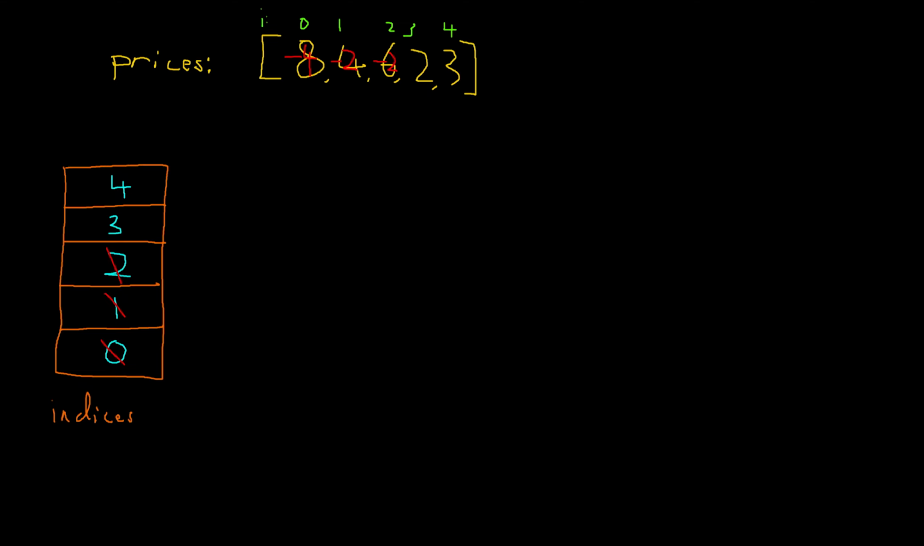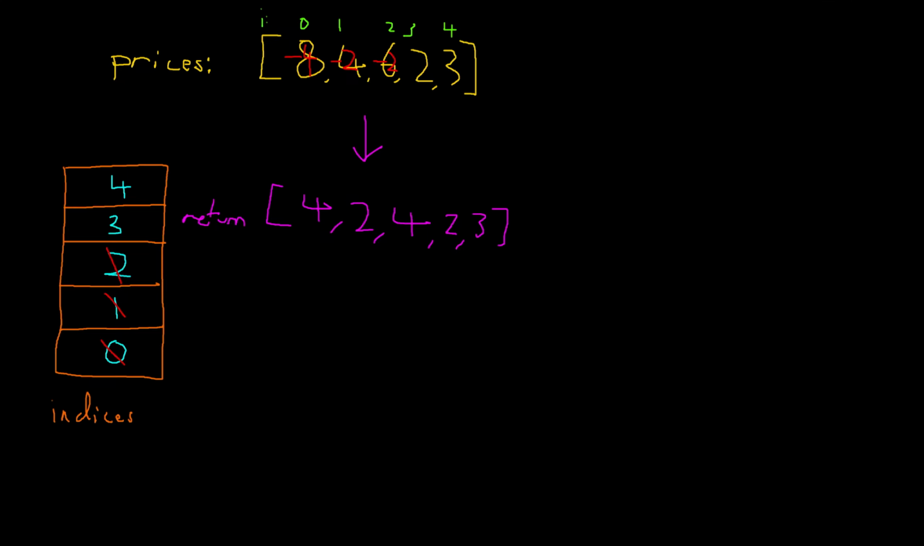Okay, so after that process, we'll have our final updated prices array, which I will just come down and make a final copy of just so we can see what the final prices should be. So that 8 is minus 4, so it becomes a 4. The 4 is minus 2, so it becomes a 2. The 6 is minus 2, so it becomes a 4. And the 2 and the 3 remain untouched. So we will just return this array.